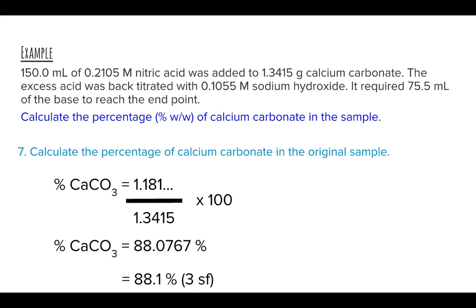88.076%. And because we look at our significant figures, and the fewest number of significant figures is actually in our volume there of sodium hydroxide, where it's 75.5, gives us 3 significant figures. So we would be rounding that value to 3 significant figures, 88.1%.